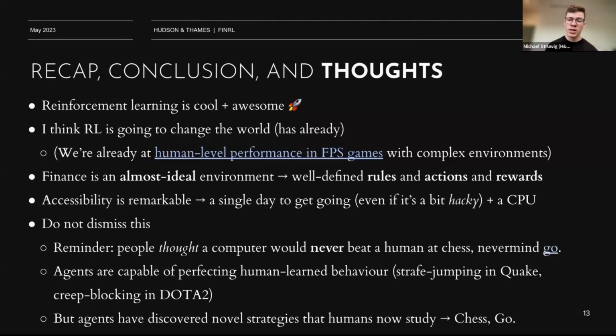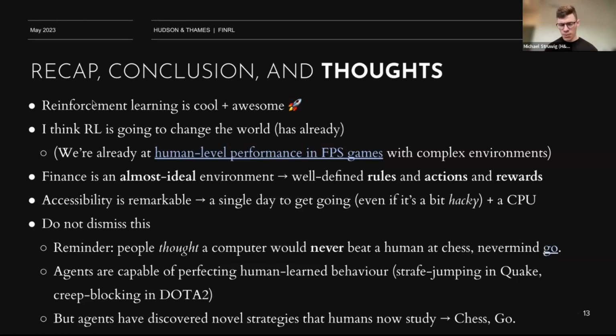To be fair, it has already, just looking at AlphaGo. We are already at human level performance in first-person shooter games in complex environments, which is incredible. So here's a nice little study that DeepMind did that you should go check out if you're interested.